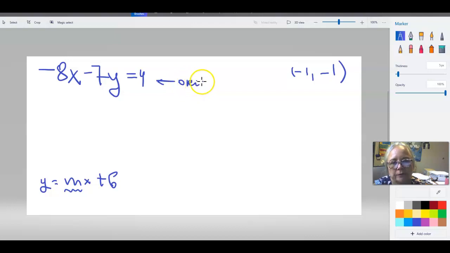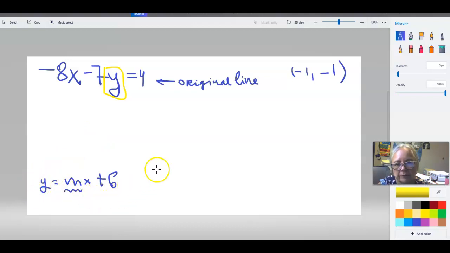line, and we need to apply the properties of parallel lines to have the same slope, and perpendicular lines to have slopes which are reciprocals with opposite signs. But anyways, I will try to solve this equation and have just y left on the left hand side like I had here. So for that I need to add 8x to both sides, and I get -7y equals 8x plus 4.